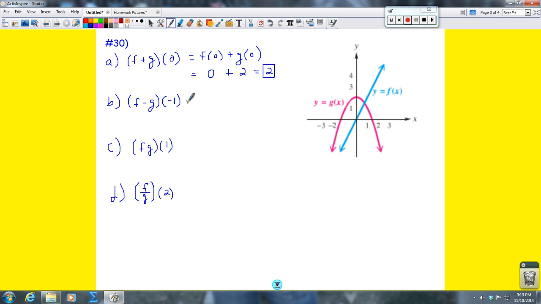Part B, f minus g of negative 1, means you're supposed to find f of negative 1 minus g of negative 1.